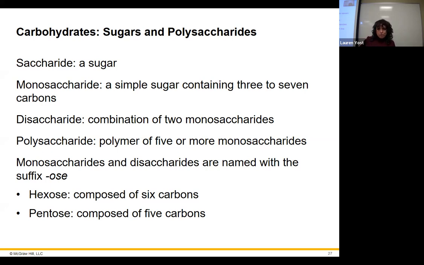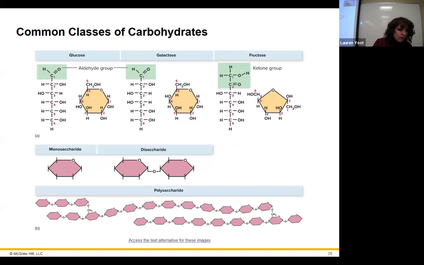Glucose is a hexose. Ribose, like we have in ribonucleic acid, ribose is a pentose. It's a 5-carbon sugar. Yeah, that's a sugar. People forget. Okay.